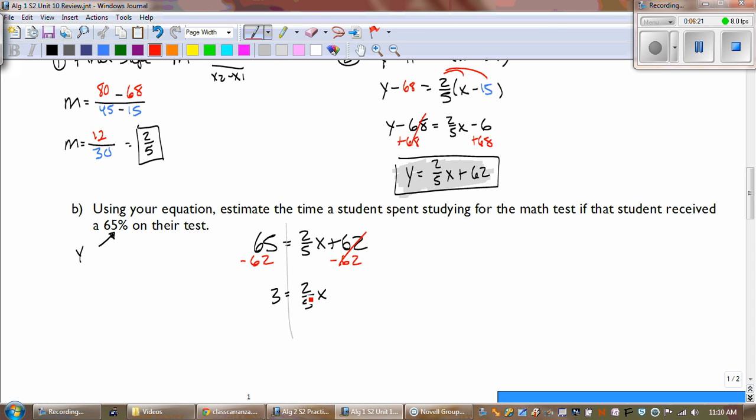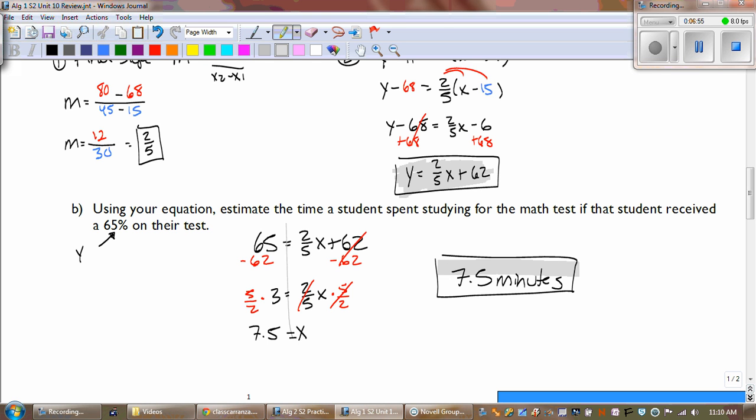All right, and to get the x by itself, we have to multiply by the reciprocal. So those cancel, and then we get x equals what? I got a decimal, so you should too. Yeah, 7.5. So if they got a 65% on the test, it means that they studied for 7.5 minutes. Hopefully you guys will study a lot more for your final.